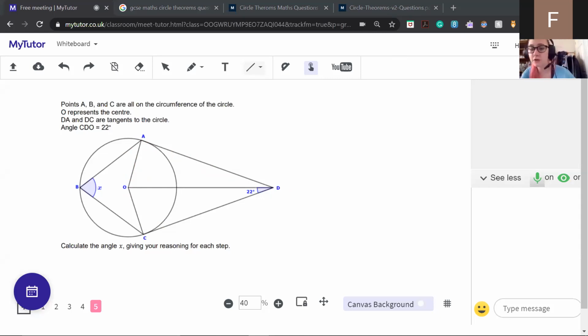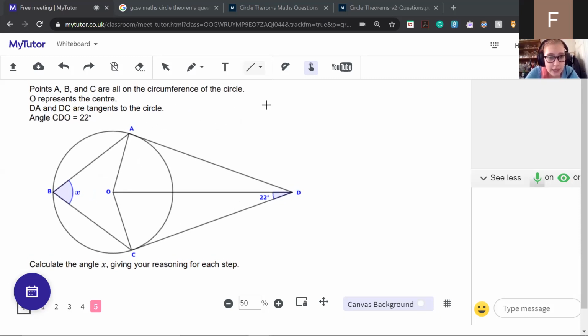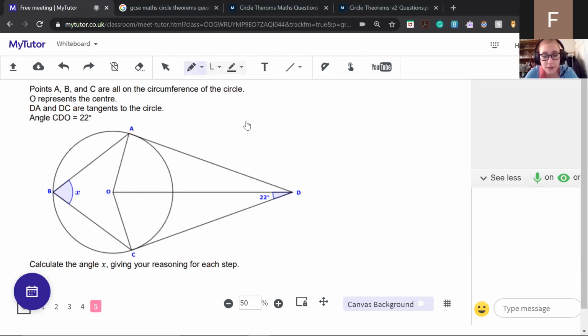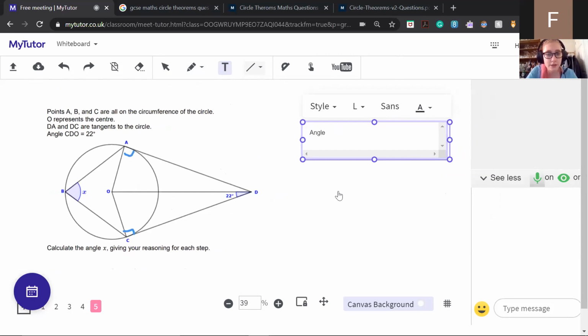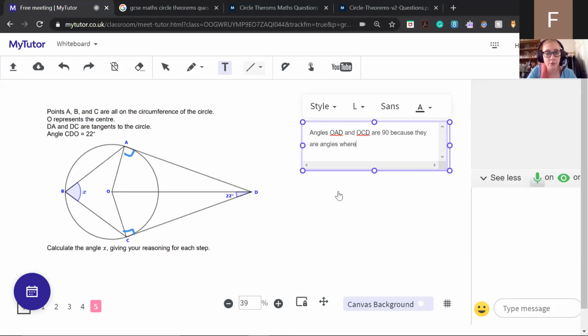Okay, I'm going to go through this one now just because I'd like to get onto the quiz. So the first thing that we do here is we know that this angle and this angle are right angles. And that's because of our theorem that says when the tangent meets the radius, it forms a right angle. So that's what those are. So that's the first thing that we have to write, is we say, angles OAD and OCD are 90 because they are angles where the radius meets the tangent.